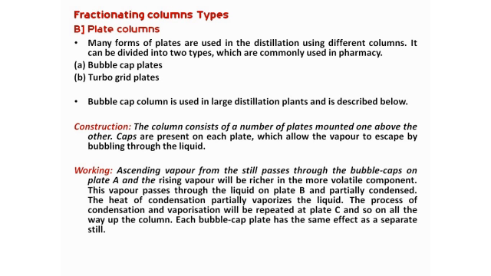So this vapor passes through the liquid on plate B, and it partially gets condensed. Less volatile will get condensed in A. The next part of the liquid, which is more volatile than the part in A but less volatile than the part in C, will get condensed in B, right? And similarly everywhere it takes place. So each bubble cap plate has the same effect as a separate still.